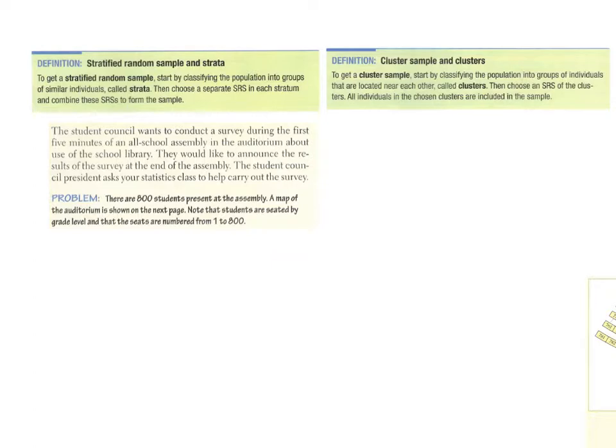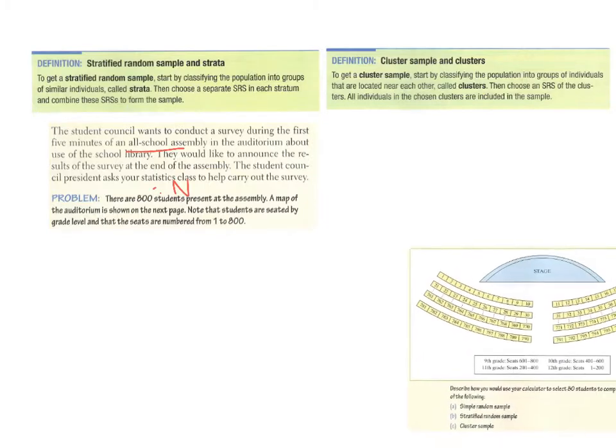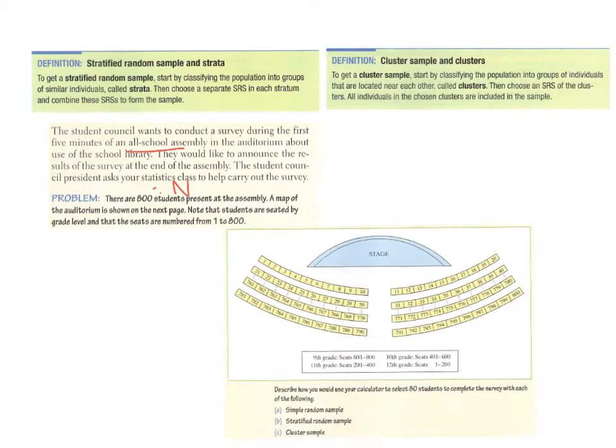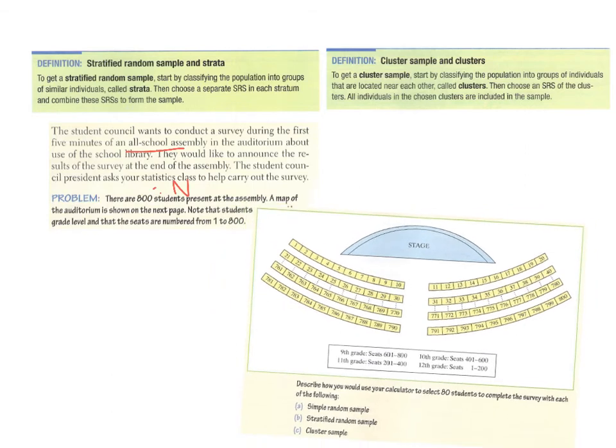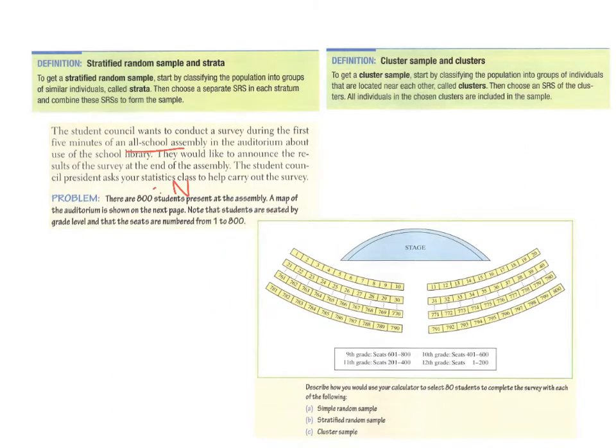So in theory, that 800 should be your population, because it said it was an all-school assembly. Okay, a map of the auditorium is given to you here. So here's a map of the auditorium. Okay, y'all will be constructing your own maps of things to be able to do sampling for a project later.